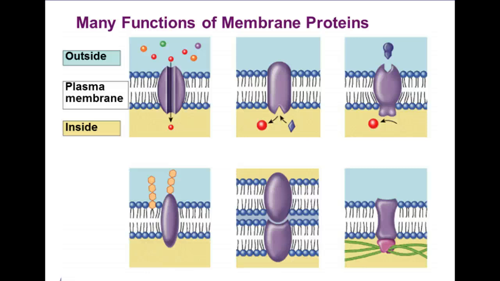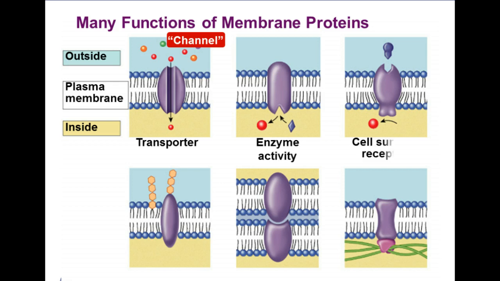So there are really 6 functions I want you to get in your notes for membrane proteins. You see them here in this slide. Just list them, and then eventually we're going to go over them. So get them all in your notes now. We'll talk in more detail about each as we go along. So there's transporter, enzyme activity, cell surface receptor, cell surface identity marker. That's what that says. I think it might be cut off on your screen.